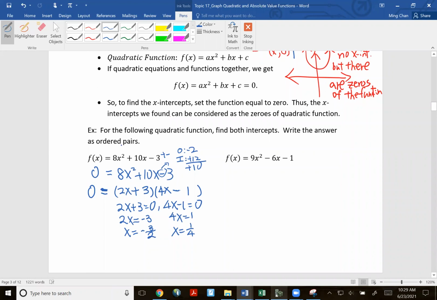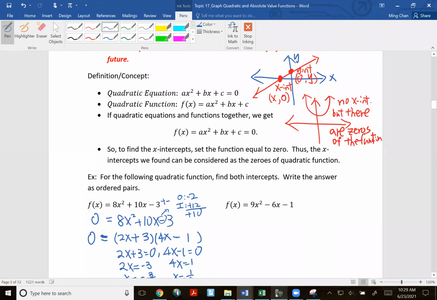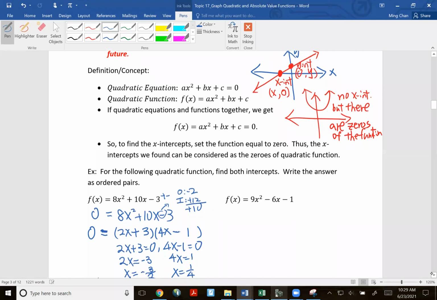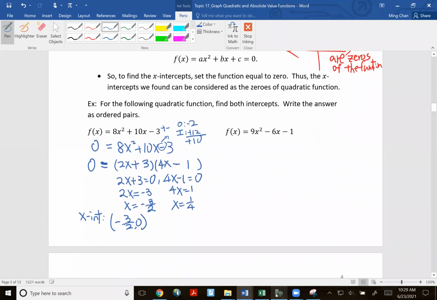All right, write the answer as an ordered pair. So my x-intercepts will be negative 3 over 2 comma 0, right? The x-intercept is where the function crosses over the x-axis. So that's when y is equal to 0. So we have to enter them as coordinates. Negative 3 over 2 comma 0. The other one, 1 over 4 comma 0.